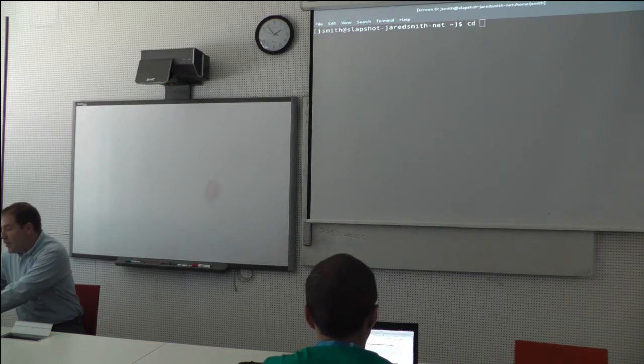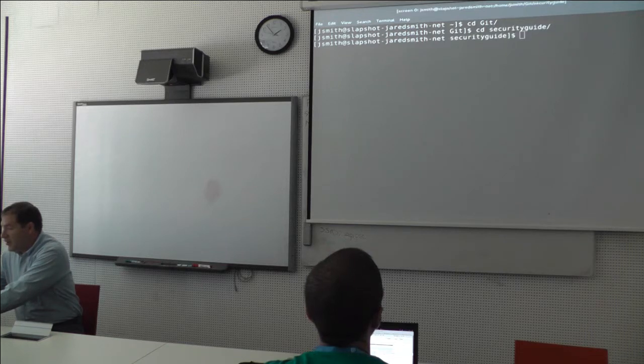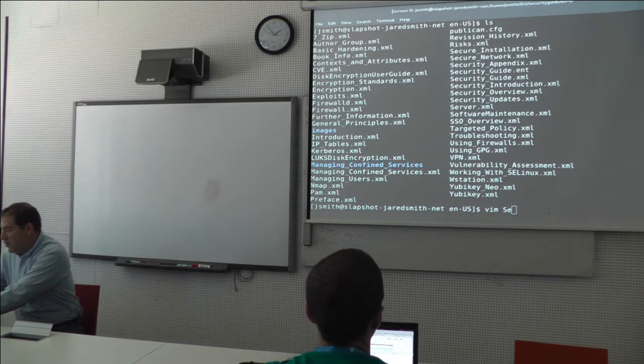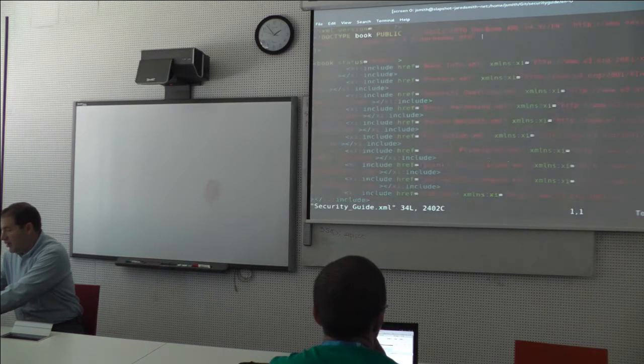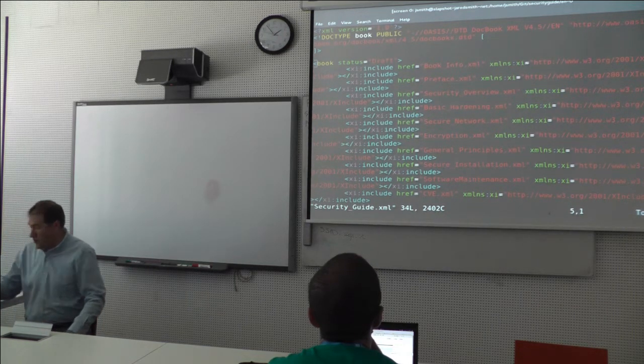So let's just look at an example. I'm going to go into my Git directory here. Inside there, I have the Fedora security guide, and in the US English directory, if I look at security guide.xml, you're going to see here's my book tag. Point to it up here on the screen.